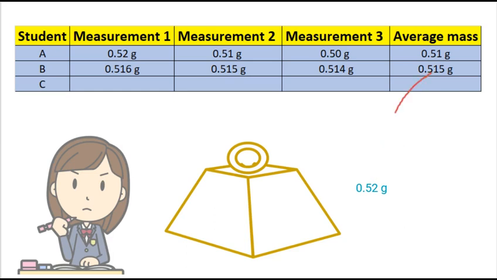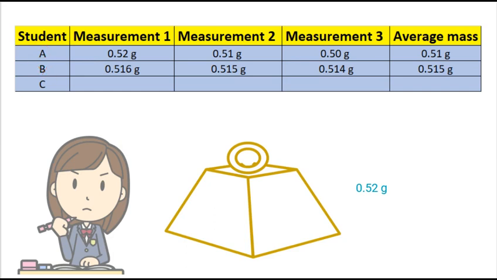Okay, if I compare only student B's measurement, it's not accurate. But if I compare with the measurement of student A, who got 0.51, whereas student B got 0.515, I can see student B's data are very close to the actual value. So I can say that the measurement made by student B is more accurate than student A's, but it is not correct. Fine.